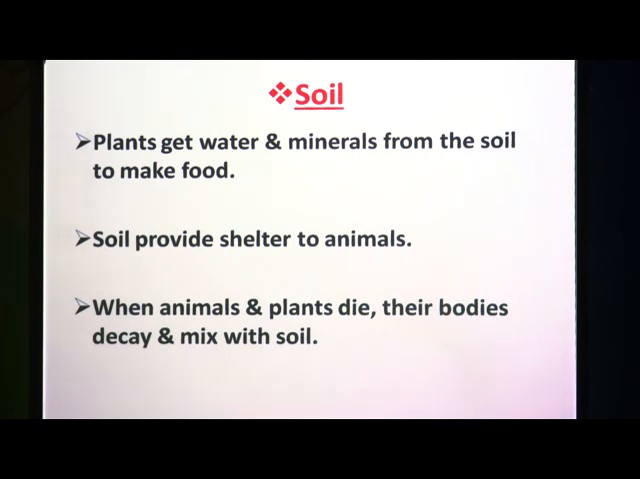And when animals and plants die, their bodies decay and mix with soil, and this adds humus to soil, which makes it fertile for plant growth. So, in this way soil is also essential, we depend on soil, plants also depend on soil, animals also depend on soil. Then afterwards, sunlight.